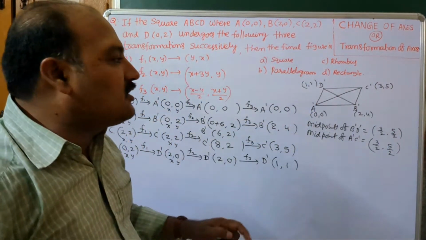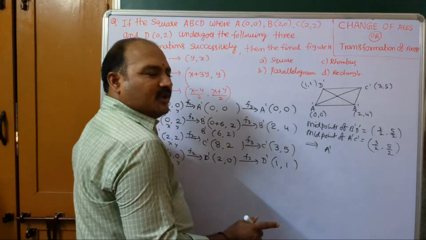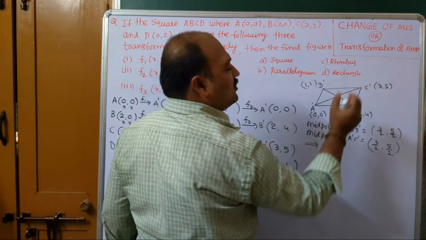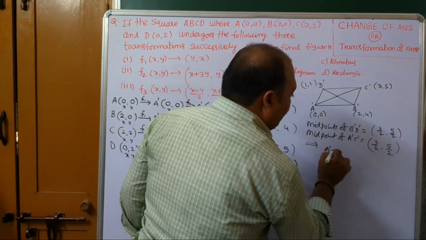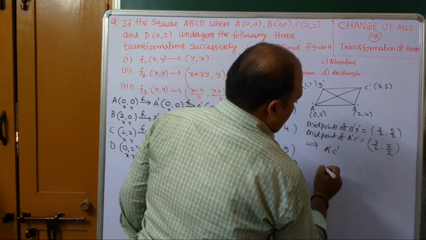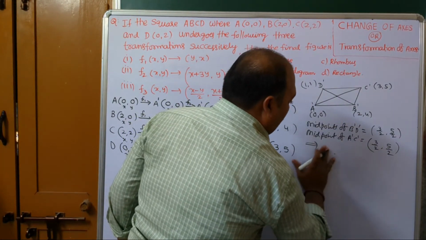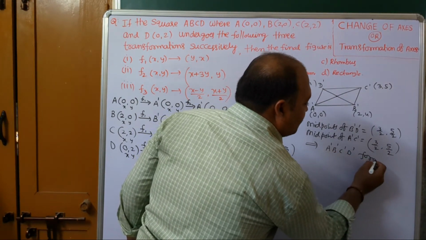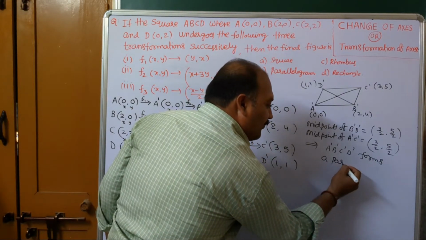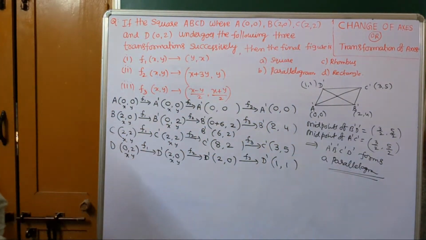Whenever midpoints are equal, not only this one, dear students, but also A dash B dash should be equal to C dash D dash, B dash C dash equal to A dash D dash, also it is possible. So the midpoint of A dash C dash and midpoint of B dash D dash are equal. So A dash B dash C dash D dash forms a parallelogram. I hope everyone understands it, students. I'll move on to another question.